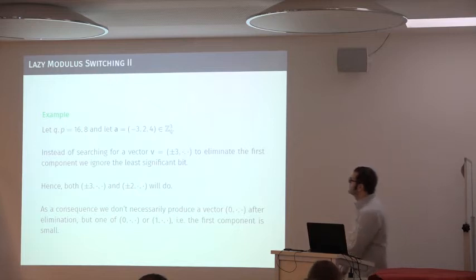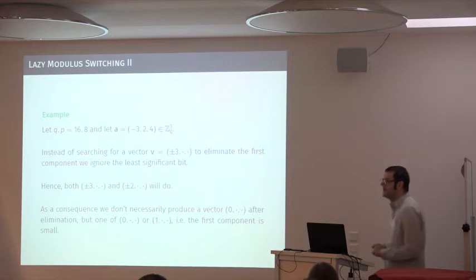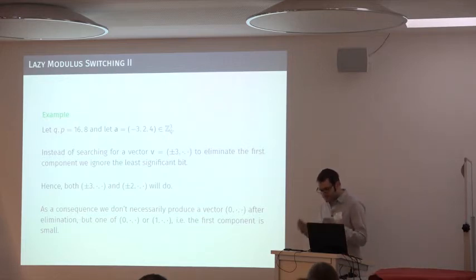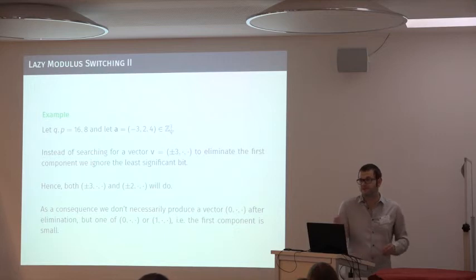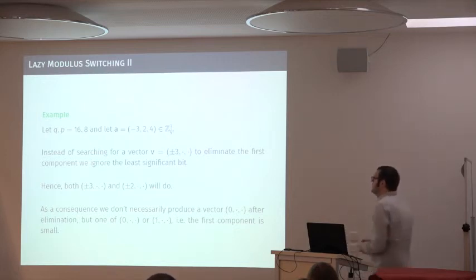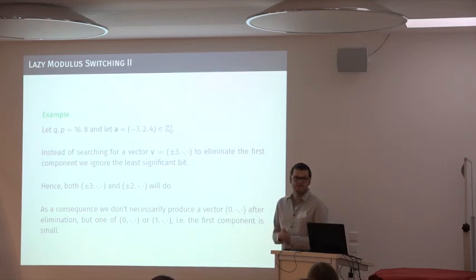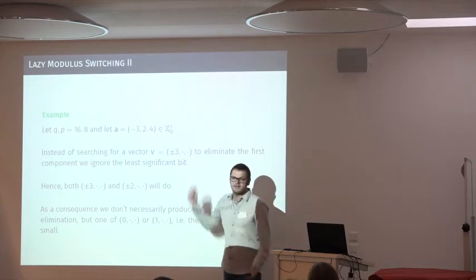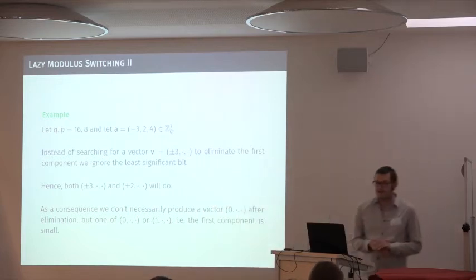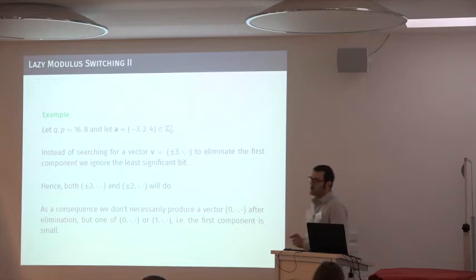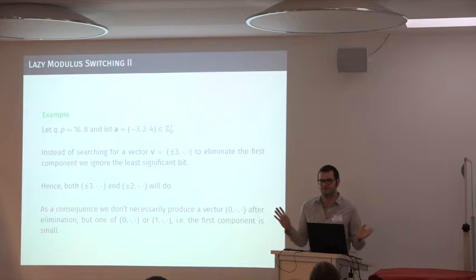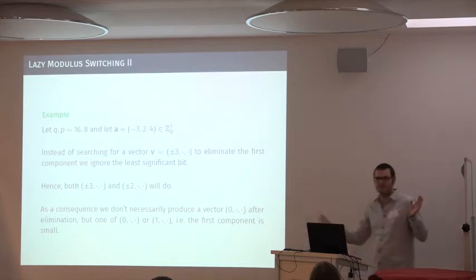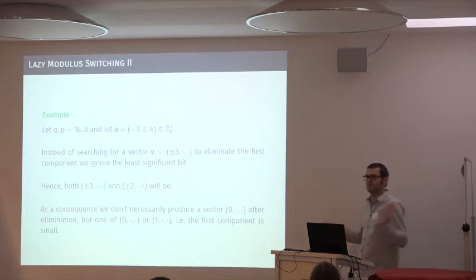What we're going to do is say Q is 16 and P is 8. And then we have this vector -3, 2, 4. Remind yourself that we're looking for collisions, right? We're trying to find a vector that matches our target vector in some table. In the standard BKW, what we would need is something that is plus minus 3, so we add or subtract that. Now if we do lazy modular switching, it's actually fine if it's plus minus 2 as well. We don't care about the lower order bit, the least significant bit. So that is fine as well, and we're happy to take that. We're just going to ignore the lower order bits.